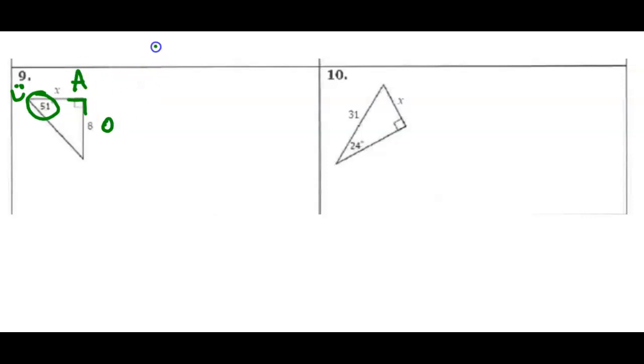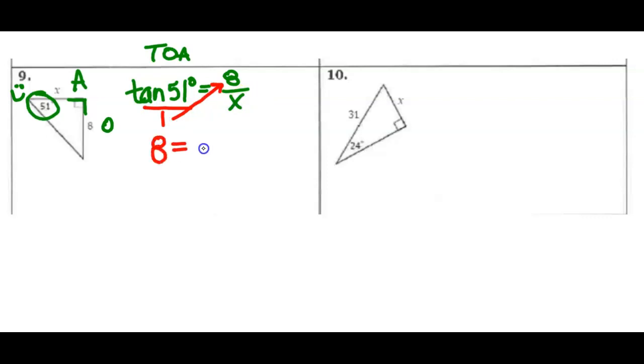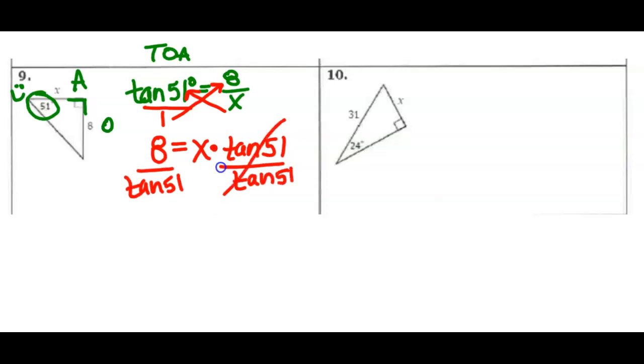Now, A and O go with tangent, but it's O over A. So we're going to write the tangent of 51 degrees equals O over A would be 8 over X. Okay. Again, X is in the denominator, so we're going to end up dividing. 8 times 1 is 8. And then going this way, we have X times the tangent of 51, which means we have to divide by the tangent of 51, which a lot of times I just skip writing that and go straight to this. 8 divided by the tangent of 51.